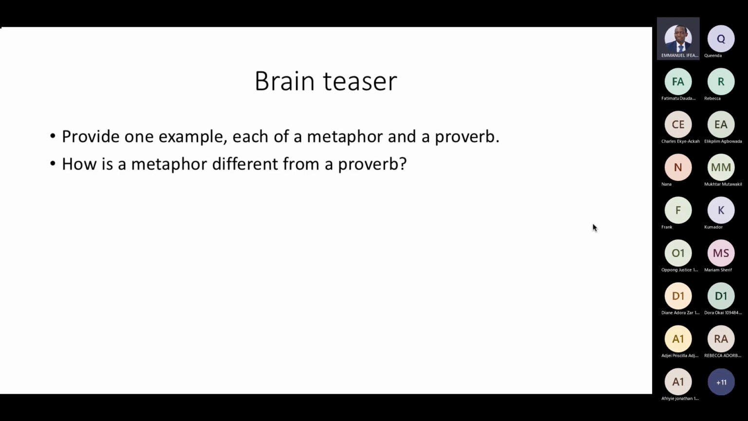The difference between a metaphor and a proverb is that a metaphor is a statement that we should not interpret literally, but a proverb has both a literal and a non-literal interpretation. So the difference is that a proverb has both literal and non-literal interpretations.